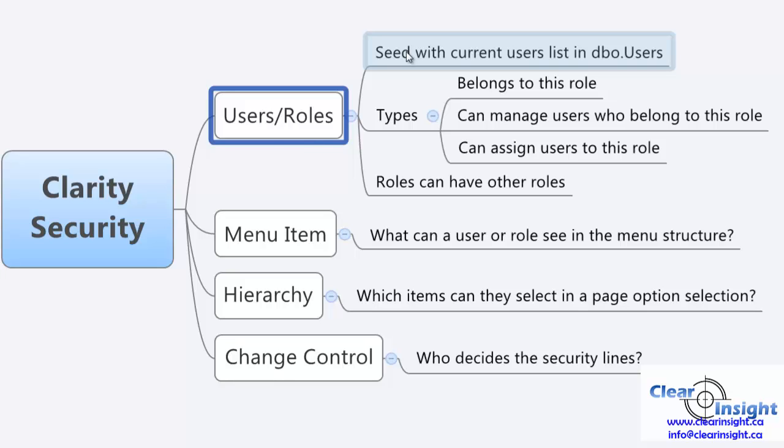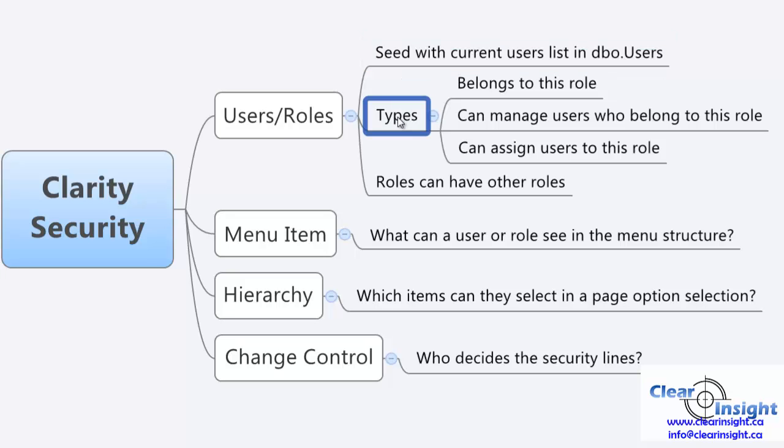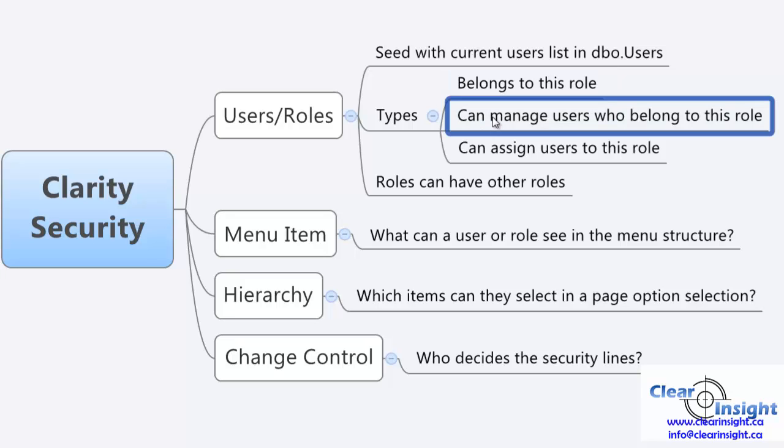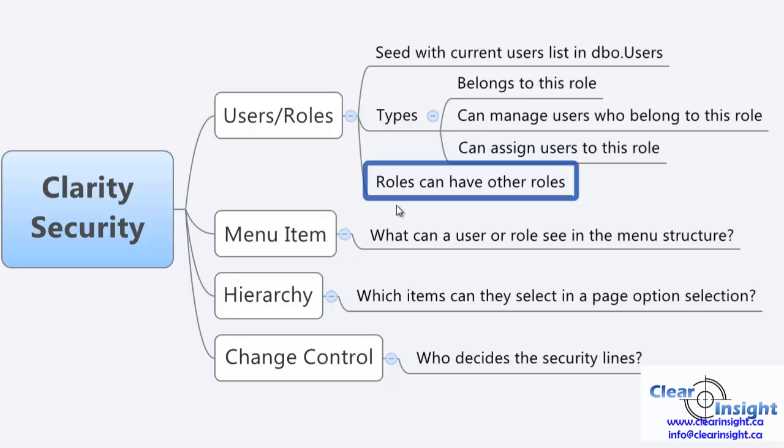When we're talking about users and roles, it's important that we seed our current users list with the data that's in the users table. This will give us a current list of who's available and who has access to the tool. There are different types of permission as well. A user can belong to a role, they can manage users who belong to a role, and they can assign users to a role. Also, roles can have other roles, so there's a cascading element here.